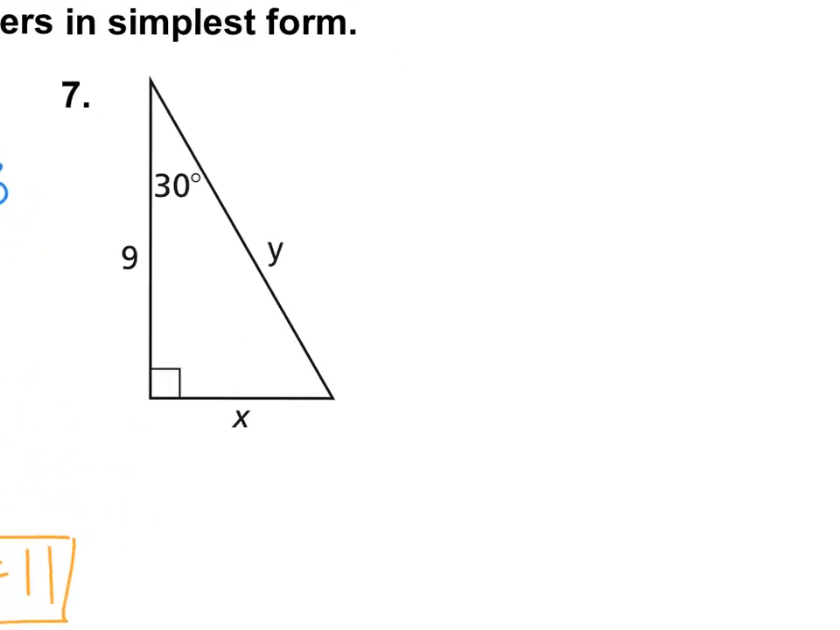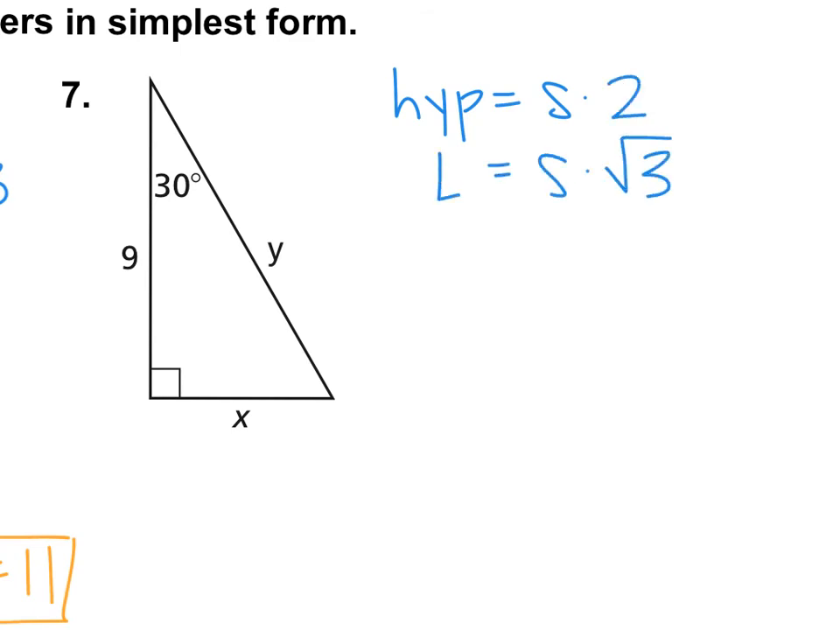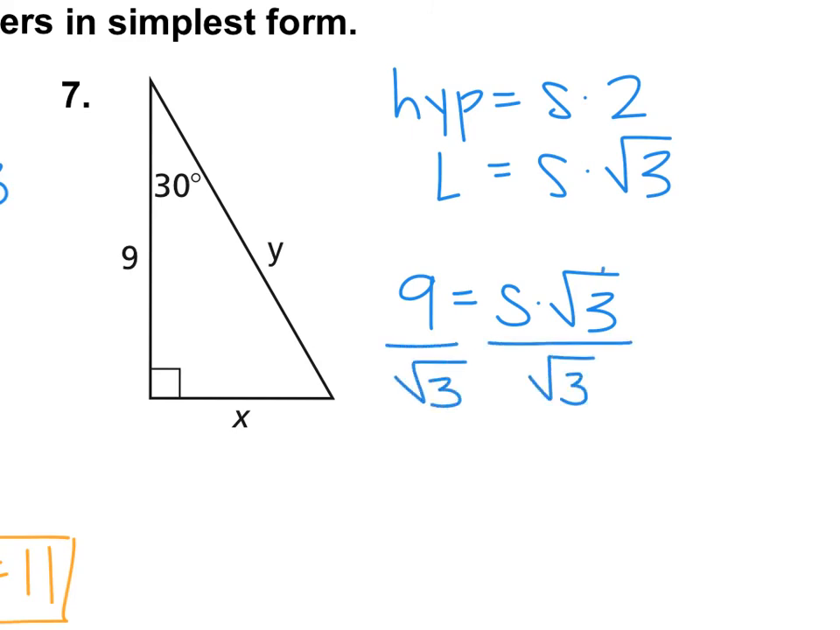All right. So I'm going to copy down my formulas now. So I get hypotenuse is equal to the short side times 2. And my long side is equal to the short side times radical 3. Notice this time I'm given the long side, right? That 9. So I know 9 is equal to the short side times radical 3. So in order to get my short side, I'm going to have to divide by radical 3. So my short side is going to be equal to 9 divided by radical 3.